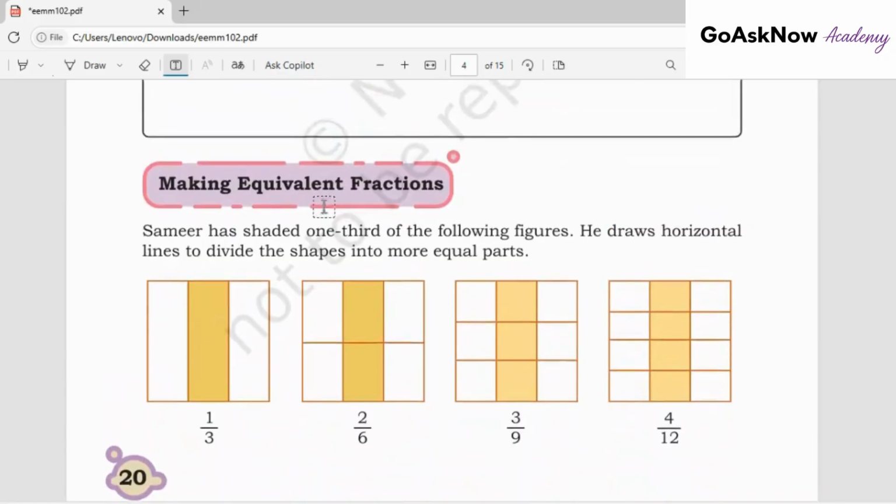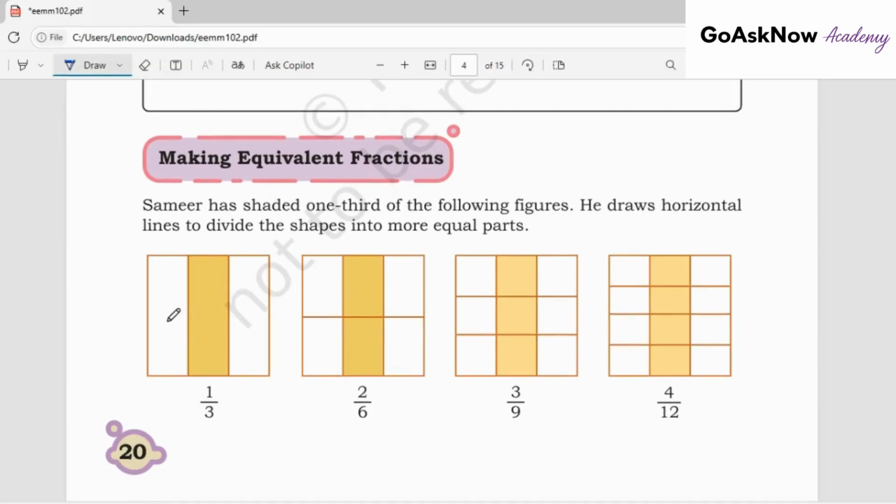Making equivalent fractions. Samir has added 1/3 of the following fraction figures. He draws horizontal lines to divide the shapes into more equal parts. Okay, how is he doing it? 1, 2, 3, then 1 is shaded, 1 by 3. Here 6 parts are there, 2 are shaded. 9 parts are there, 3 are shaded here. Then 12 parts are there, 4 are shaded. How? These are all 1 by 3 only.